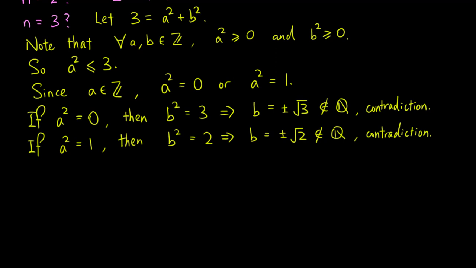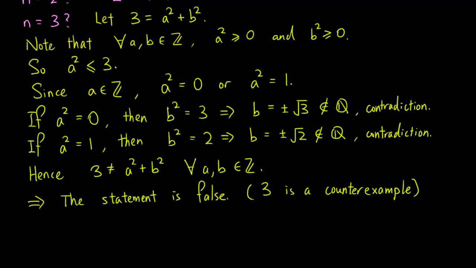Since we have reached a contradiction in each case, our assumption that 3 equals a squared plus b squared is wrong. In other words, 3 is not equal to a squared plus b squared for all integers a and b. So the statement is false, where 3 is a counterexample.